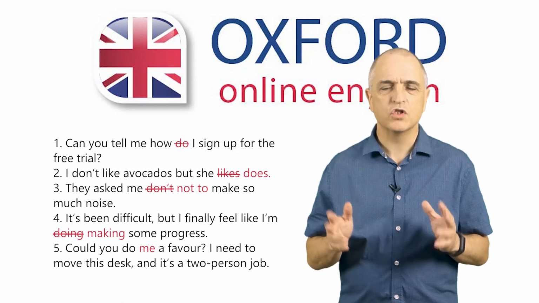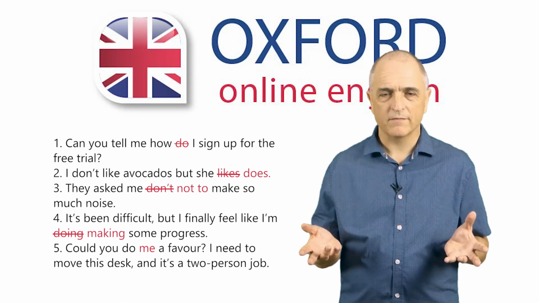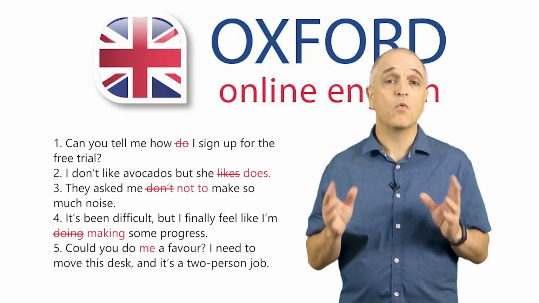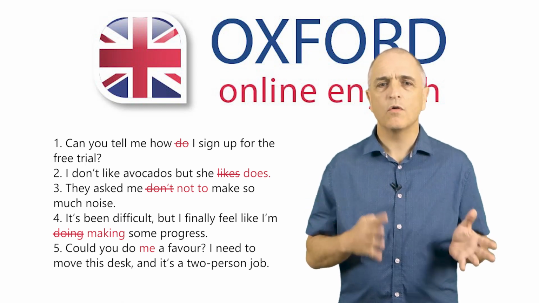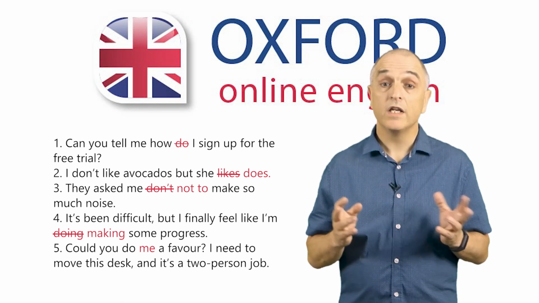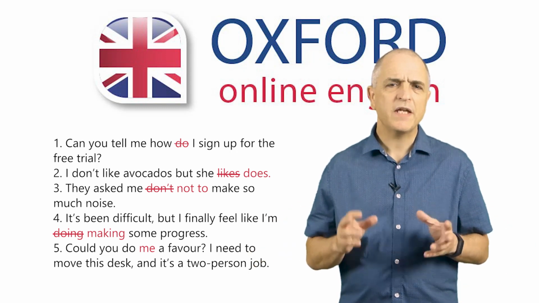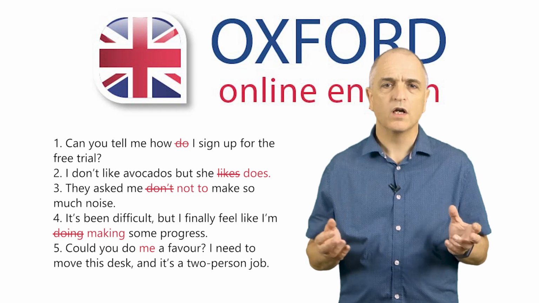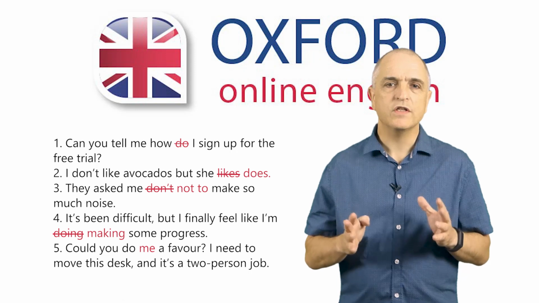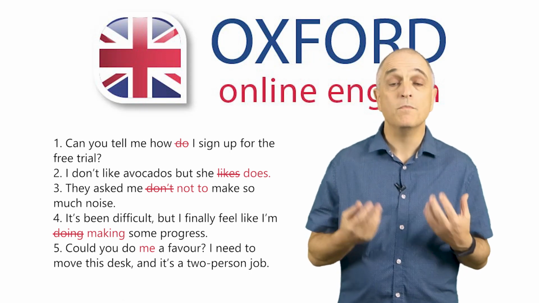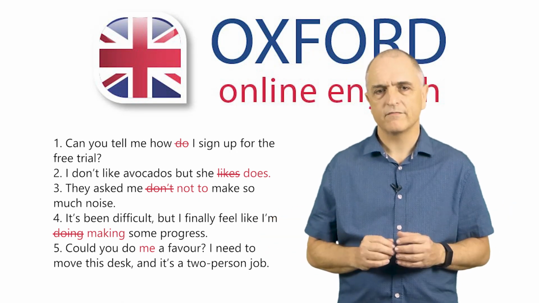In number 4, you need to know something about how to use do and make. This is more of a vocabulary point. In many cases, you need to remember whether a word like progress goes with do or make. Number 5 is also a vocabulary point. There are many fixed phrases with do, like do someone a favor. After do, you need a person. Do me a favor. Do you a favor, and so on.